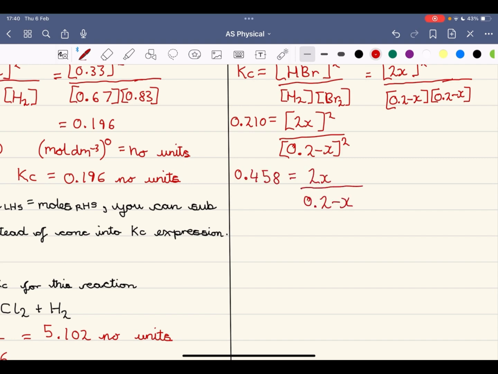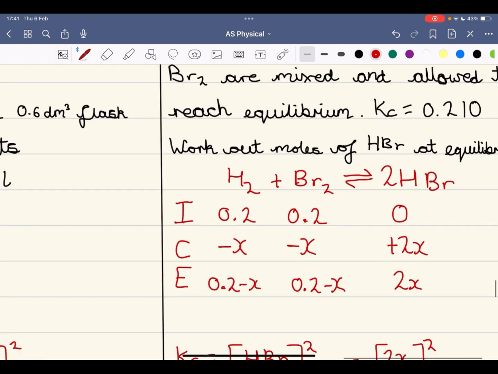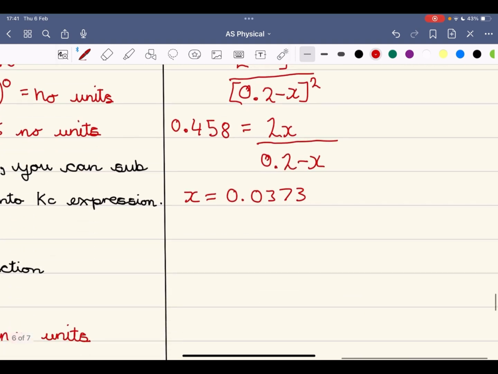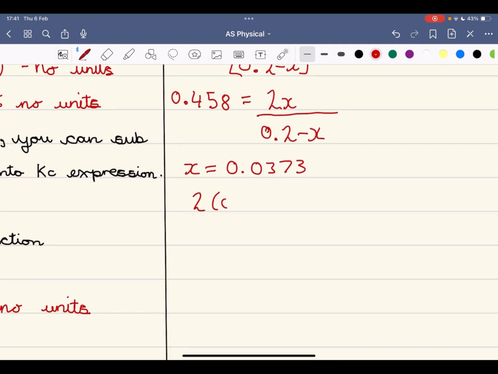and now it's only a matter of solving it algebraically, which you can do using your GCSE math skills, and we get x is equal to 0.0373, and then we can sub that in for our moles of hydrogen bromide at equilibrium, which is 2x, so we get 0.0745.